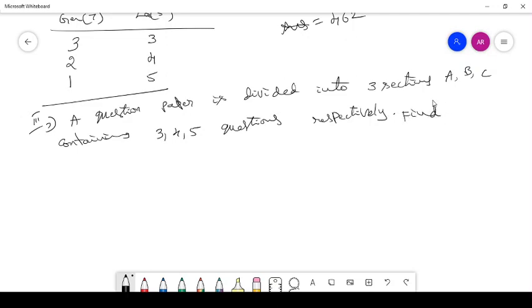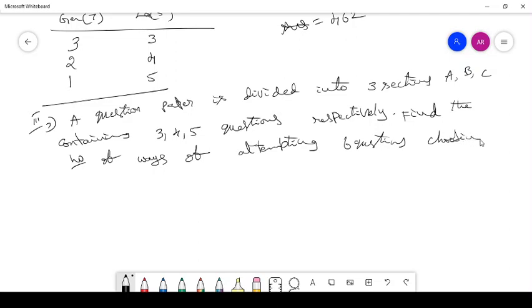Next, find the number of ways of attempting 6 questions, choosing at least one from each section. Here the condition is at least one from each section.